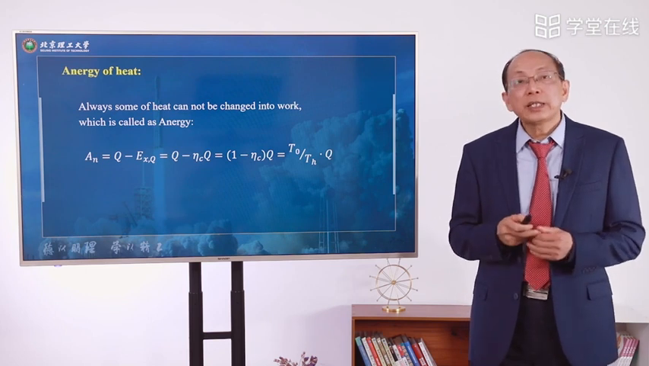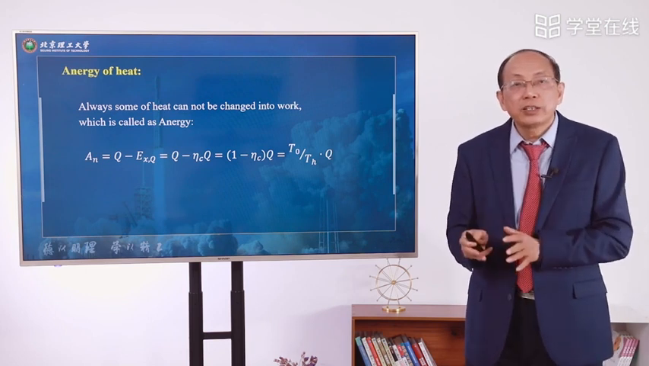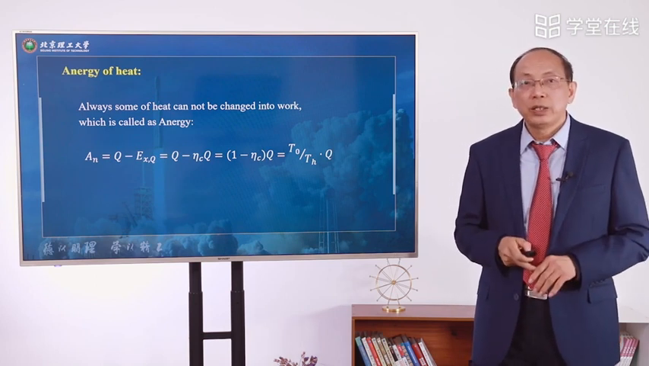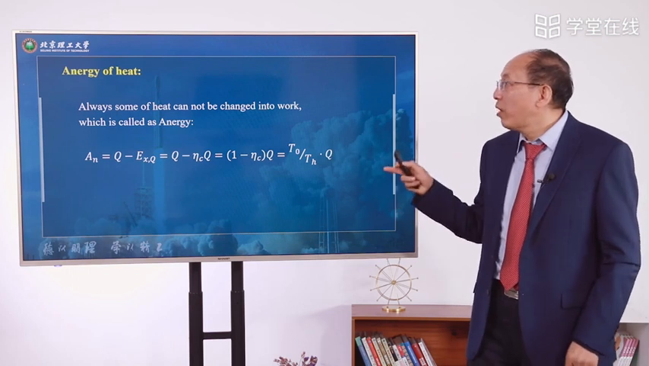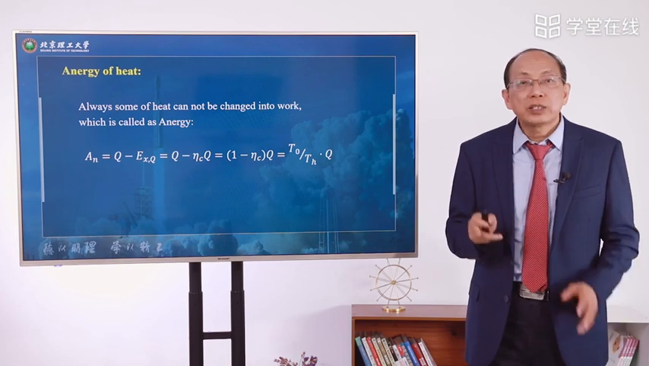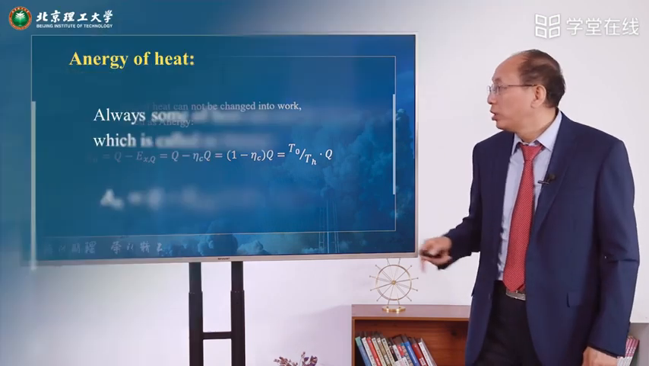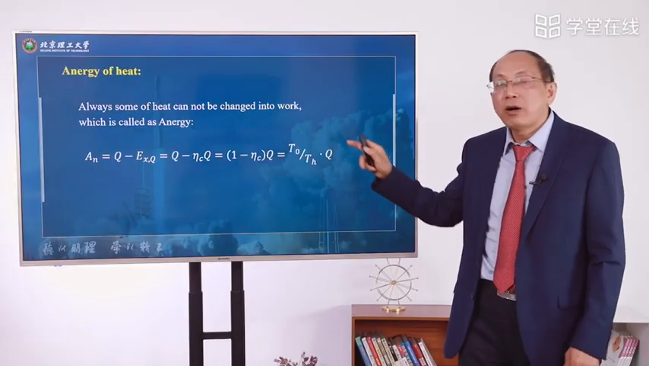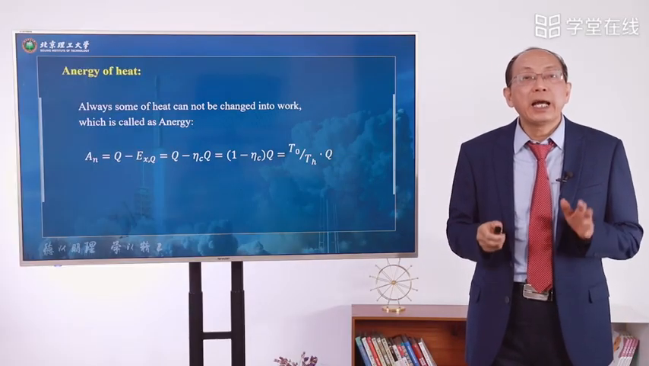Certainly, the exergy of heat is only part of the heat. Another part is anergy. This part of the heat cannot be changed into work. So the anergy is Q minus EXQ, where EXQ is the exergy. So it is T0 over Th times Q. This part of the heat is anergy.